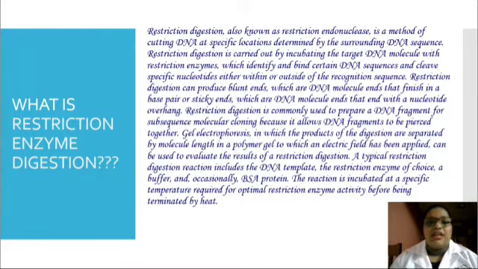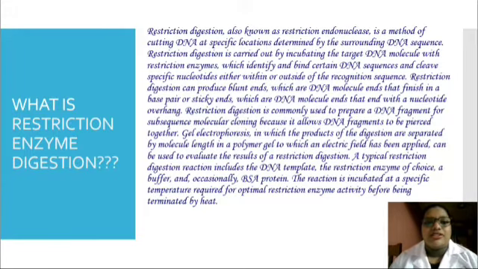Restriction digestion can produce blunt ends, which are DNA molecule ends that finish in a base pair, or sticky ends, which are DNA molecule ends that end with a nucleotide overhang. Restriction digestion is commonly used to prepare a DNA fragment for subsequent molecular cloning because it allows DNA fragments to be pieced together. Gel electrophoresis, in which the products of the digestion are separated by molecule length in a polymer gel to which an electric field has been applied, can be used to evaluate the result of a restriction digestion.